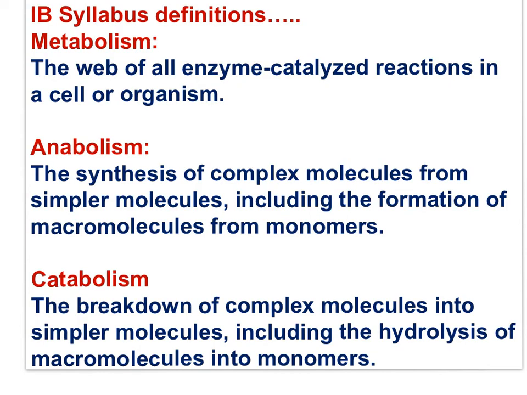Now we step into a new section of this movie, and here are the IB syllabus statements. First, metabolism. It's the web of all enzyme-catalyzed reactions in a cell or organism. Then anabolism, the synthesis of complex molecules from simpler molecules, including the formation of macromolecules from monomers. And anabolism is an energy storing process.